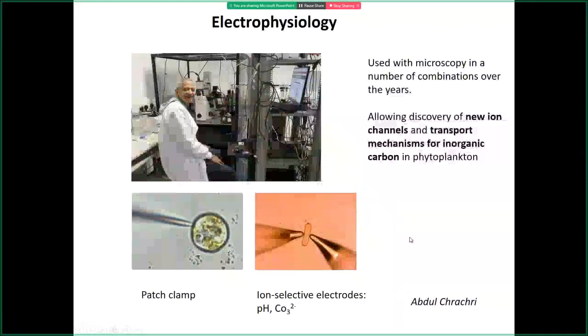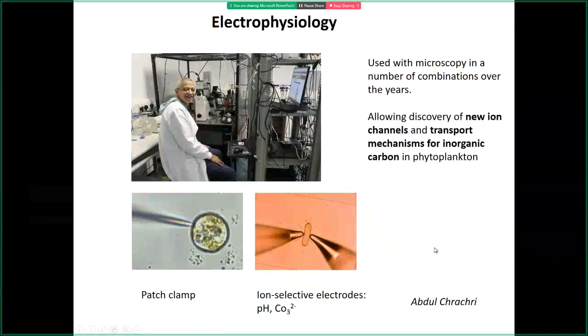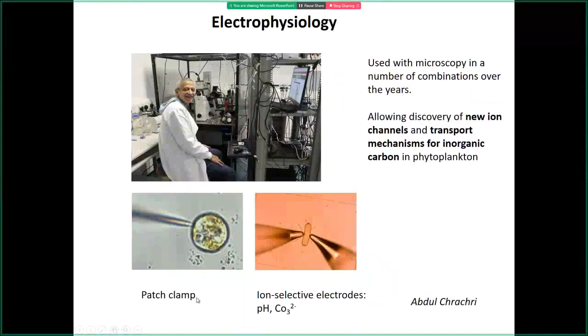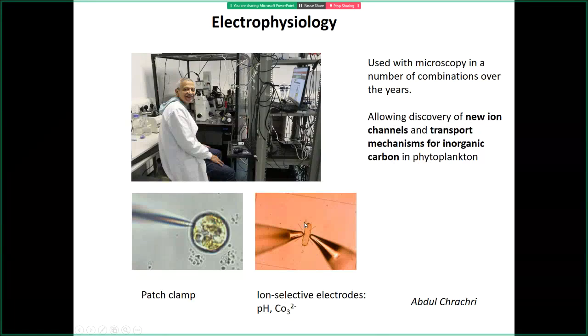Moving on. We not only do imaging, but we combine imaging with electrophysiology. We've used electrophysiology with microscopy in different combinations over a number of years. Just two examples here. I'm not going to show you any data, you'll be pleased to hear. We can do patch clamp electrophysiology, or we can use, for example, ion selective electrodes. We can measure things like pH, carbonate at the surface of a cell, for example.